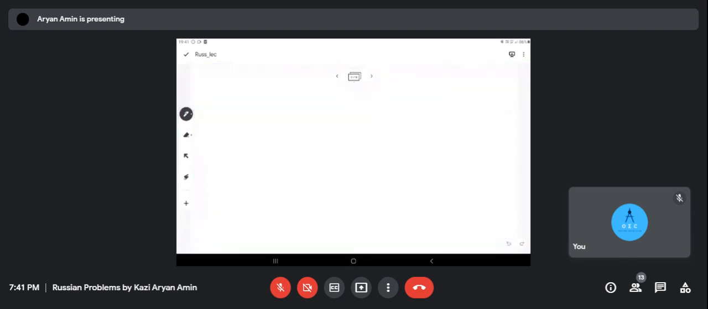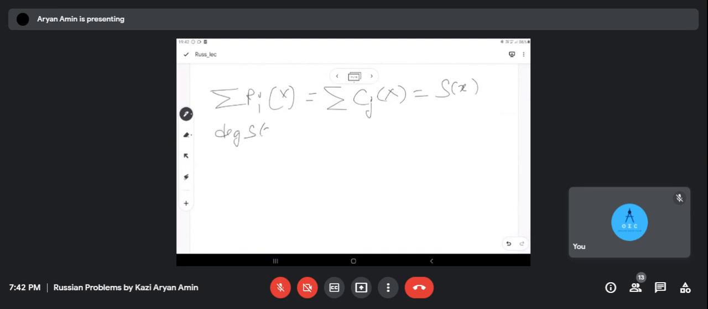So having defined that, you also know that the summation over all Ri of x and all Cj of x is some common polynomial, say s of x, and we want to prove that the degree of s of x is greater than... Sorry, can you please repeat that step? Sigma Ri of x, sigma Cj, please repeat what R and C are.